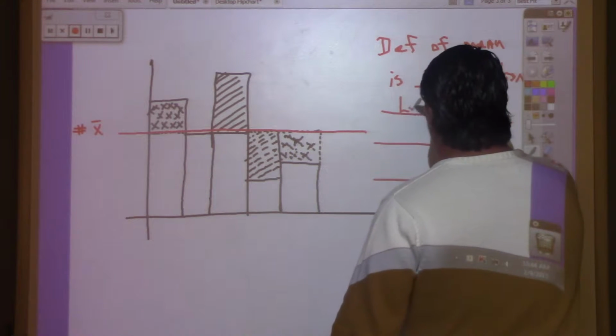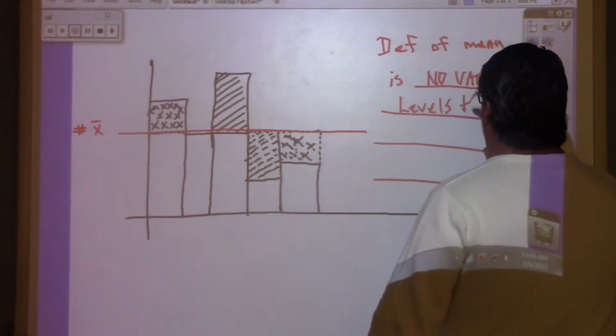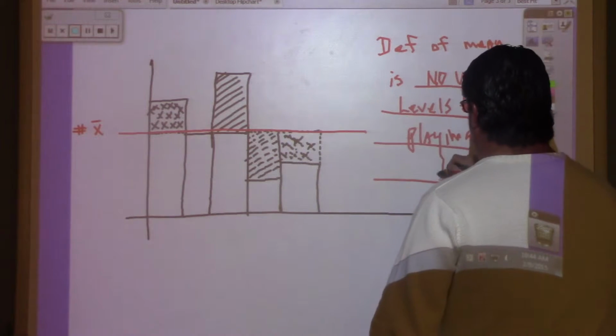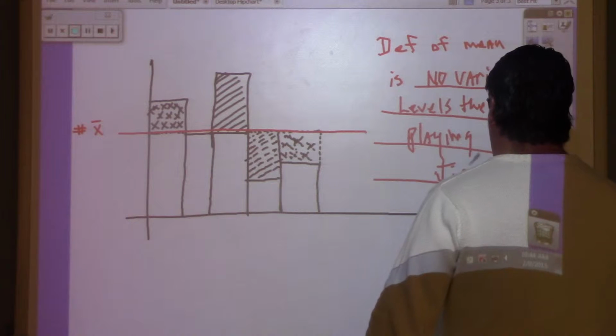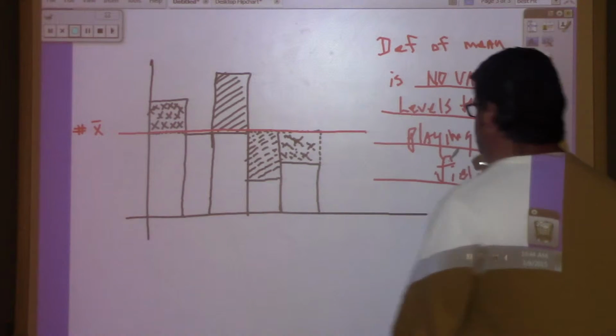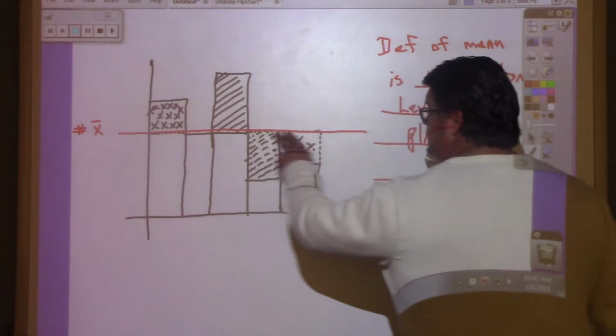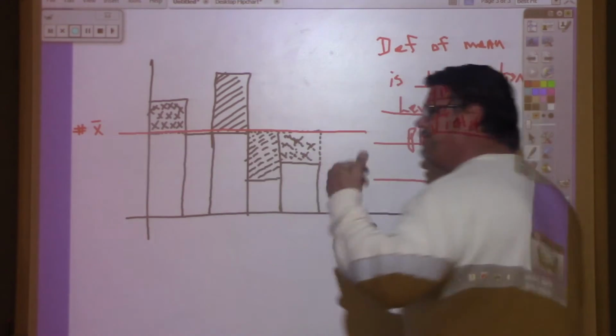or levels the playing field. I don't know how to spell field. I always get I and E mixed up. I before E except after blah blah blah, but I can't remember that. So anyway, that number right there represents no variation.